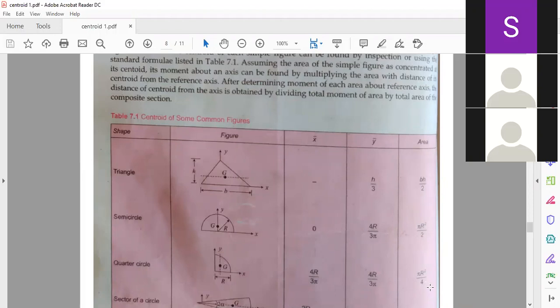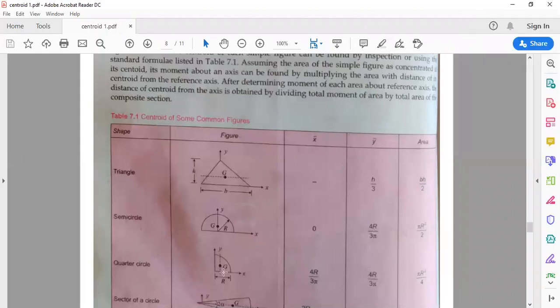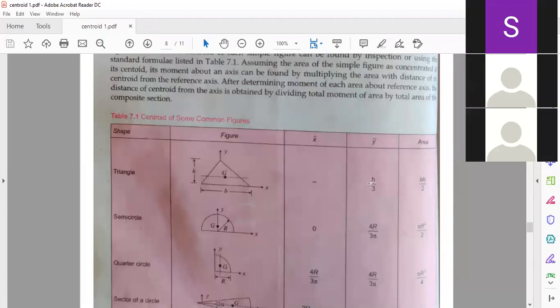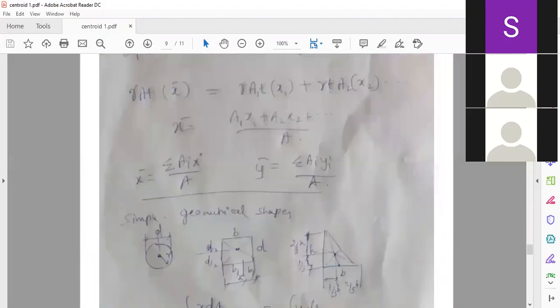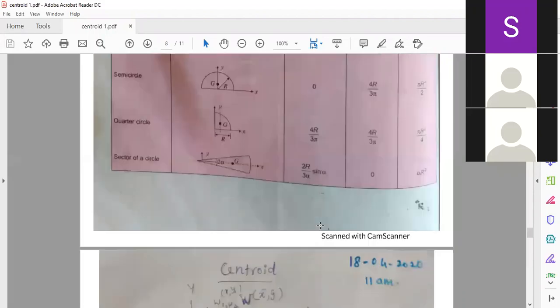For the quadrant, from both axes you get 4r by 3 pi, and the area of the quadrant will be half of the semicircle, so pi r squared by 4. Remember that pi r squared is the area of the circle, half of that is the area of the semicircle, and again half of this is the area of the quadrant. You have to remember these equations: h by 3 is the centroid location of the triangle, 4r by 3 pi in the case of the semicircle, and 4r by 3 pi in the case of the quadrant. Tomorrow's class we will discuss the problems, which I have not considered today.